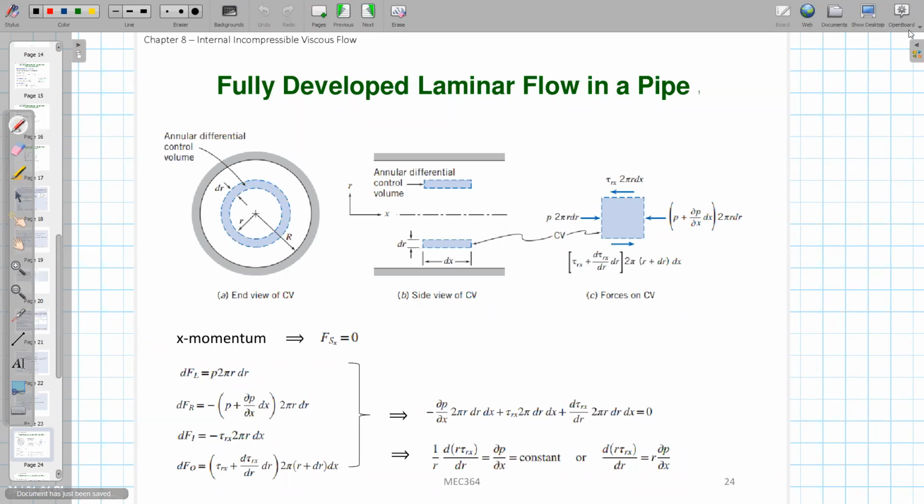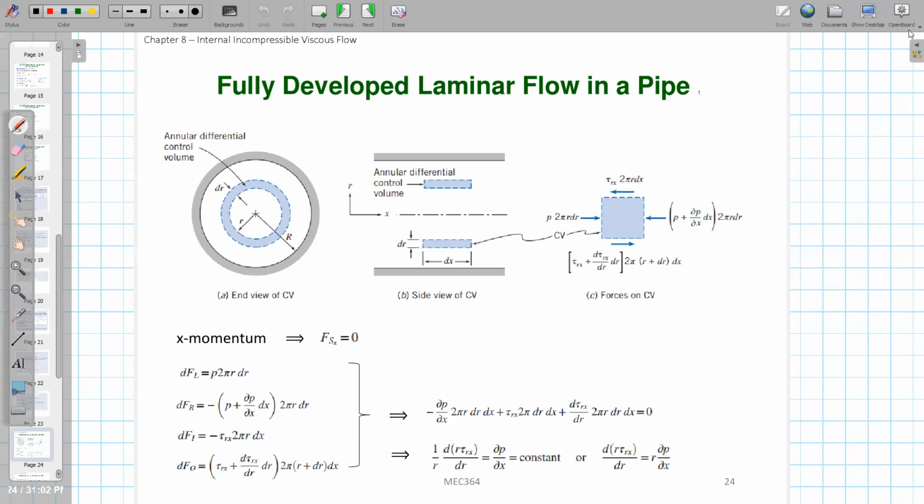Also, based on the Reynolds number, calculated from the diameter or the spacing between the two plates, you can determine whether the flow is laminar or turbulent. We have a critical Reynolds number for the flow inside a circular pipe, which is 2300. If the Reynolds number is larger than that, the flow will be turbulent. If it's smaller than that, it's a laminar flow.